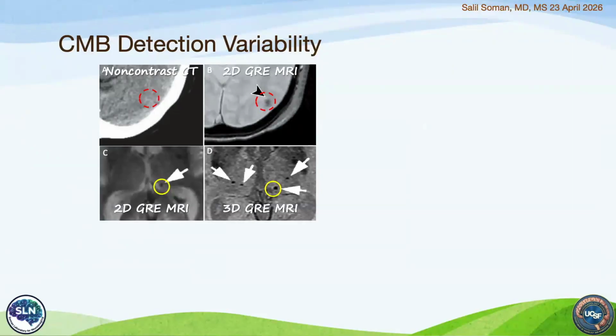And so with the 3D acquisition, not only can you see the yellow circle on both of them, but if you look at these red circles on the 2D GRE, it's pretty much invisible, whereas you can see more microbleeds on the 3D GRE.